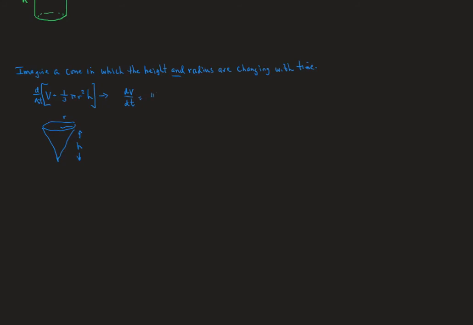So I'm going to keep the 1/3 pi out front, and then we're going to get a product rule: the first, r squared, times the derivative of h, the second, which we'll call dh/dt, plus the second, h, times the derivative of the first, which, because r is a function of time, is going to be a chain rule derivative: 2 times r to the first times the derivative of r, that inside function, which we'll call dr/dt.